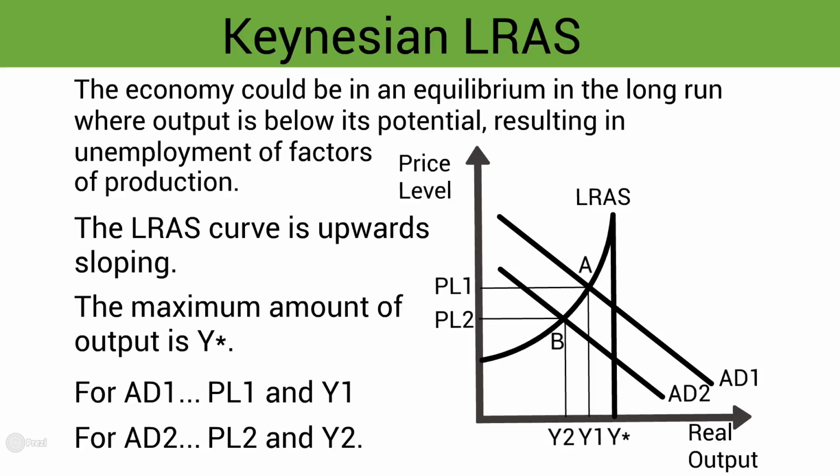With the Keynesian view of the long-run aggregate supply curve, as aggregate demand increases, we move up the upwards sloping part of the long-run aggregate supply curve. This leads to a smaller increase in output, but a larger increase in the price level. We will look at the differences between the Keynesian view of the LRAS curve and the classical view of the LRAS curve in more detail in sections 3 and 4.